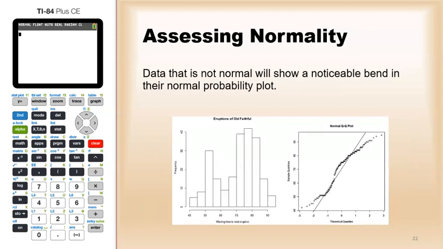On the other hand, histograms of distributions that are not normal are not unimodal symmetric. There'll be a definite bend. So in this case, there are two peaks. So this is really bimodal, not unimodal. And as a consequence, my probability plot has an S shape to it.